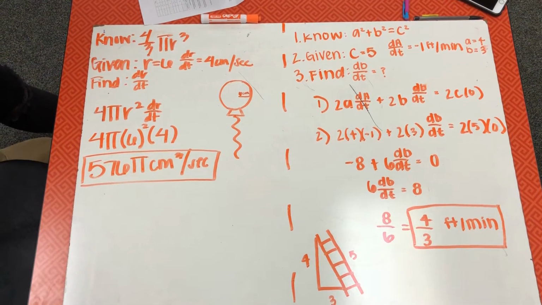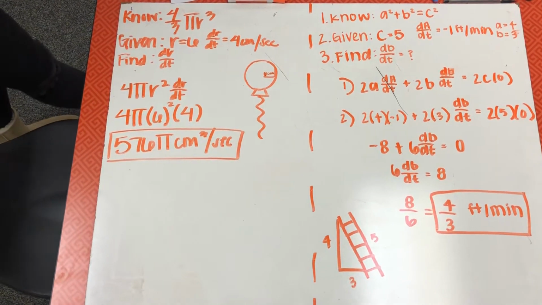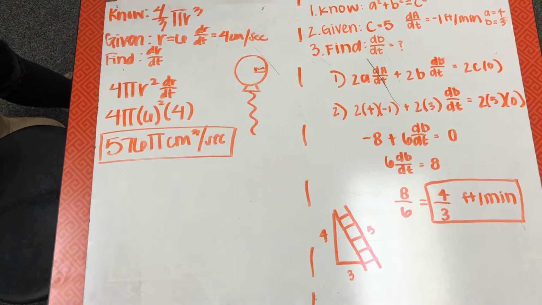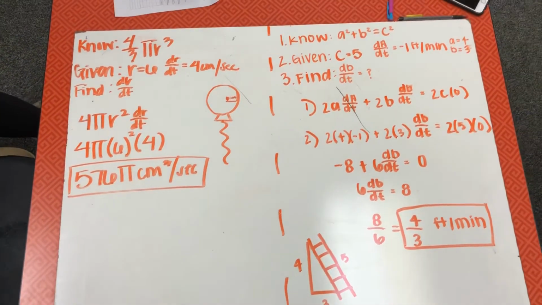The top of a 5-foot ladder is sliding down a vertical wall at 1 foot per minute. When the top of the ladder is 4 feet from the ground, what is the rate of change of the distance between the bottom of the ladder and the wall?